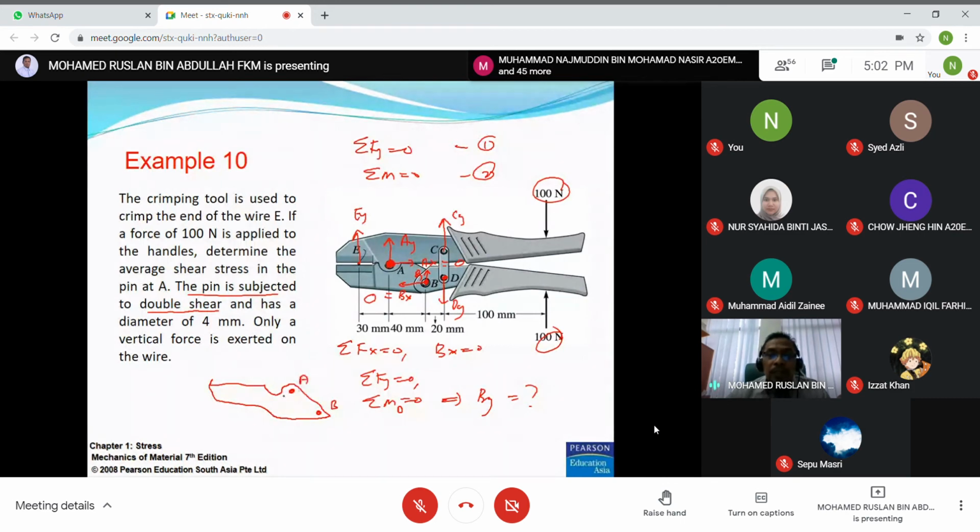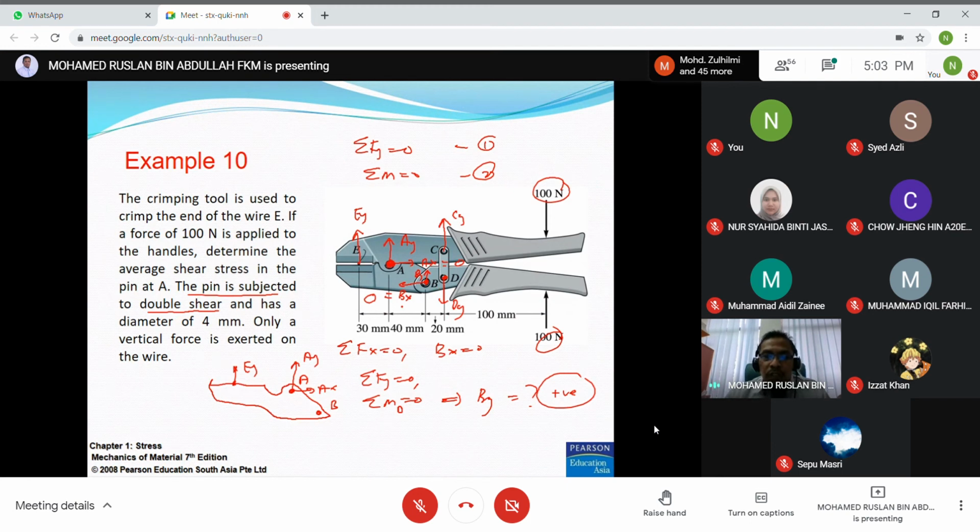This is point B, Ey. This is point B, By. Okay, Ax, for example, this is Ay, and B. So let's say this is By, upward. From the calculation, By is positive, for example. If negative, it is in the opposite direction. Let's say it's positive. We mean that By is upward.